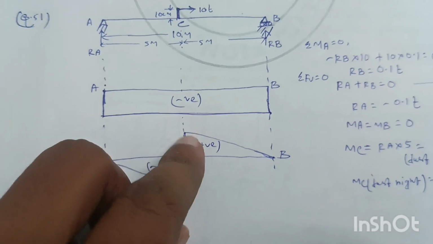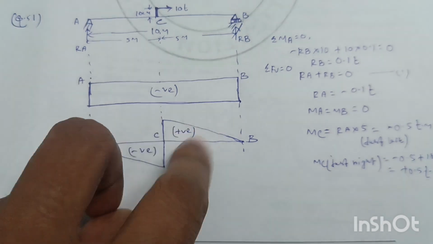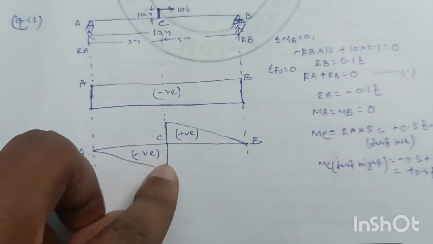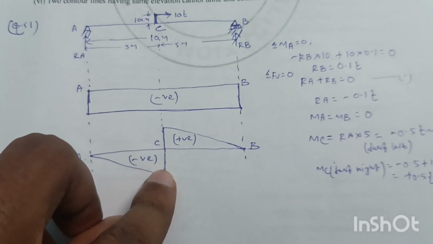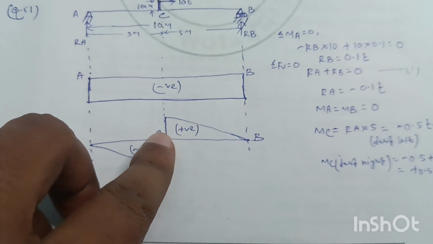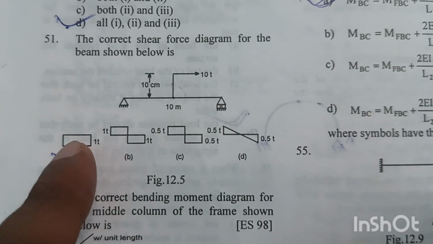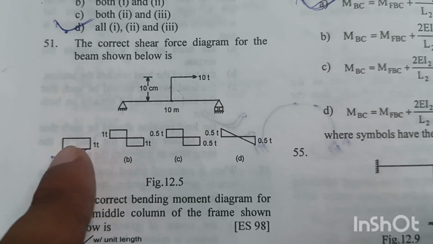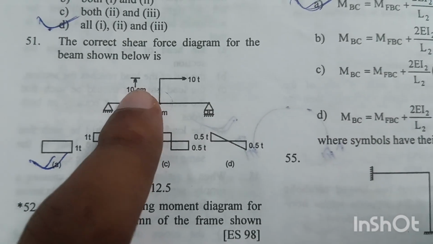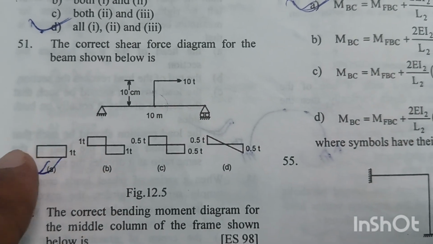This is the shear force diagram, and for the bending moment diagram, here the bending moment is 0, here the bending moment is 0, and the moment just at the left of C will be minus 0.5 ton meter, and just at the right of C will be plus 0.5 ton meter. So option A is the right answer. By the rectangular shape of the shear force diagram we can understand this, but the option is slightly wrong. It should be 0.1 ton instead of 1 ton.